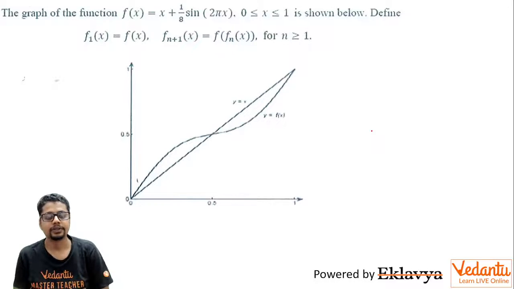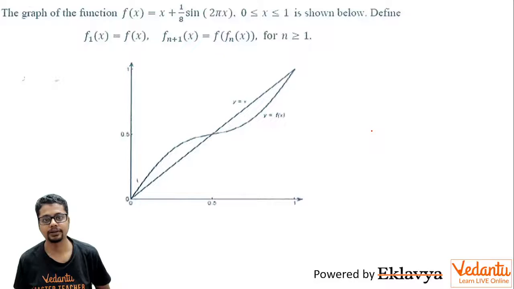Hi everyone, the question is: the graph of the function f of x equal to x plus 1 by 8 sine of 2 pi x, where x is in the interval 0 closed to 1 closed, is shown below. Define f1 of x equal to f of x, and f of n plus 1 of x equal to f of n of x for n greater than or equal to 1.